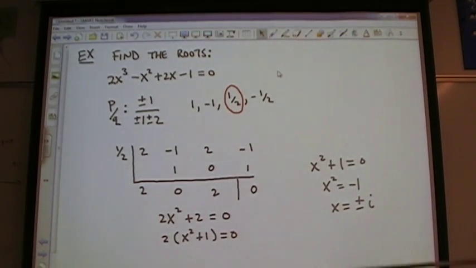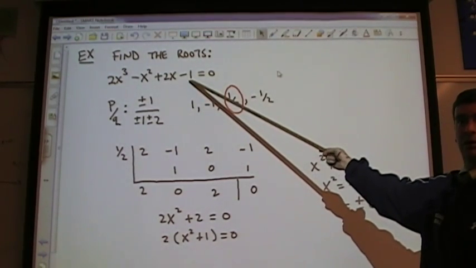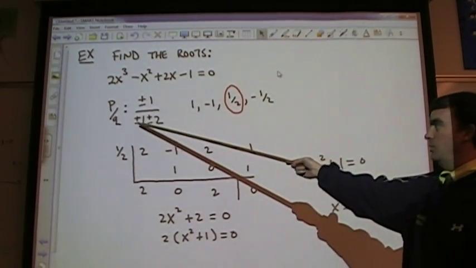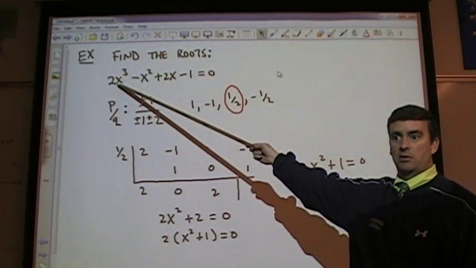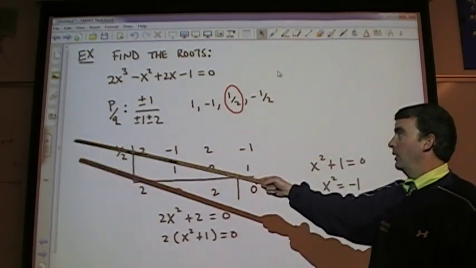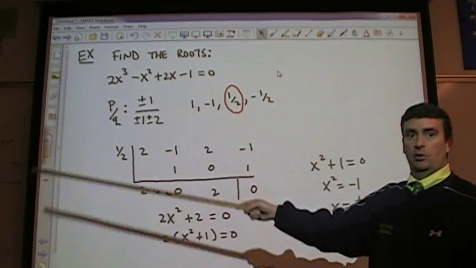What's p? Plus minus 1, right? Because it's the factors of the constant. Q is plus minus 1 and plus minus 2, because those are the factors of the leading coefficient. Everybody with me so far? Why is there a plus minus 1? At the bottom. Because what are the factors of 2? 1 and 2.